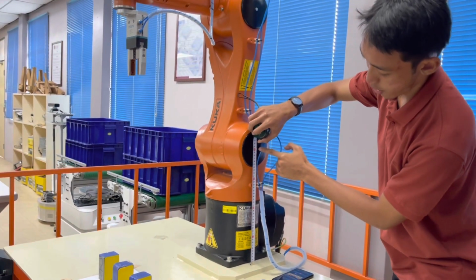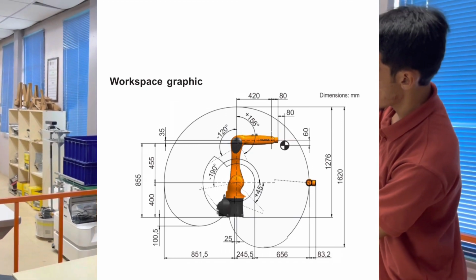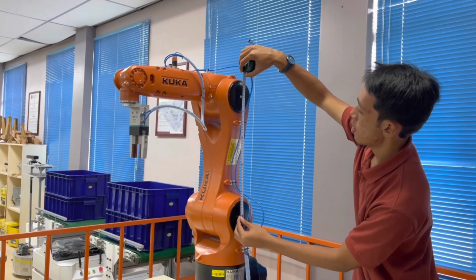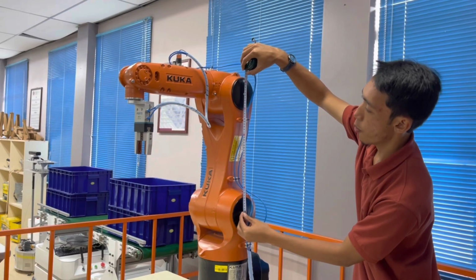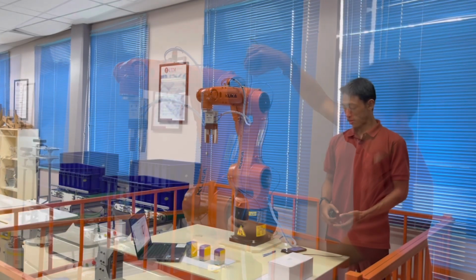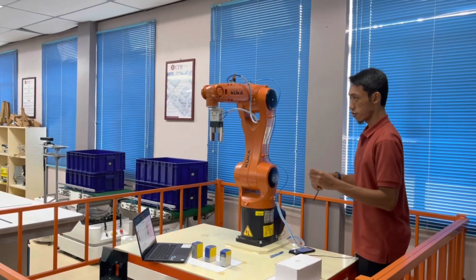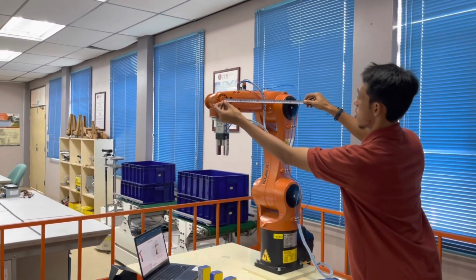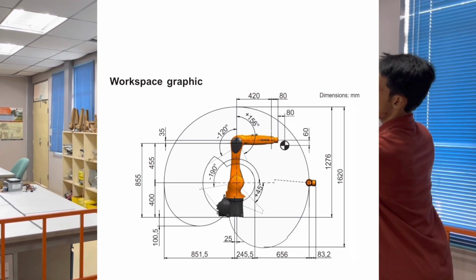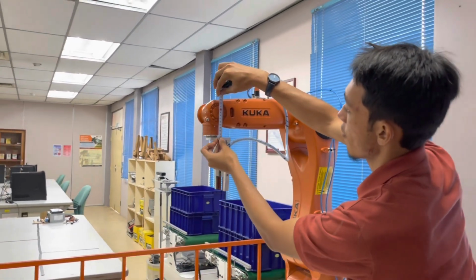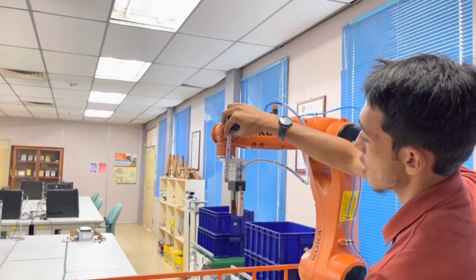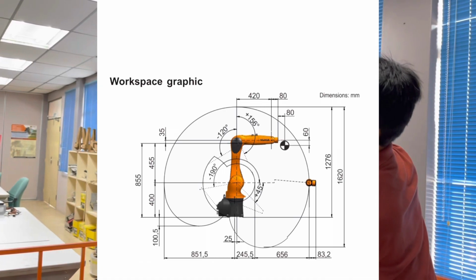Link 1 is 40 cm or 400 mm. Link 2 is 45.5 centimeters. And next we will continue to link 4. It is 42 centimeters. For link 5, it is 8 centimeters. And link 6, for the end effector, it is 8 centimeters. Until here.